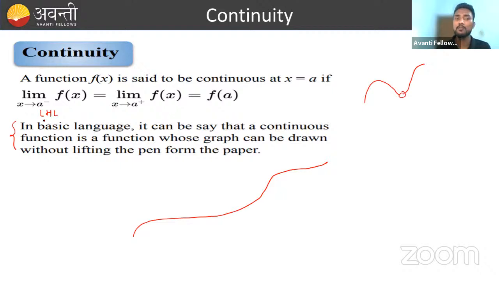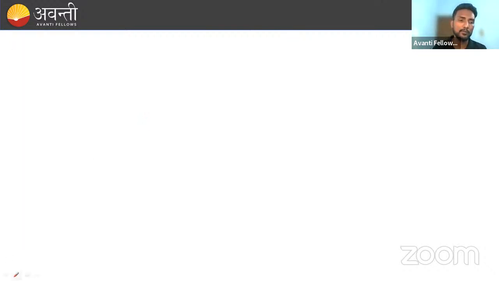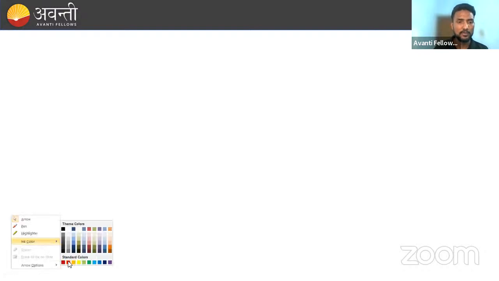I think you already know the left hand limit, and x tending to a plus is the RHL, and the exact value of f of a. If all are equal, then only we can say that the function is continuous at x equals a, right? This is that condition. So I am just taking one simple example to explain this.